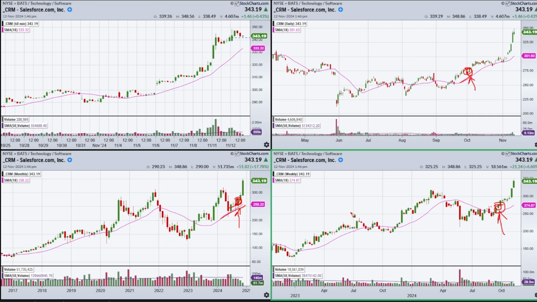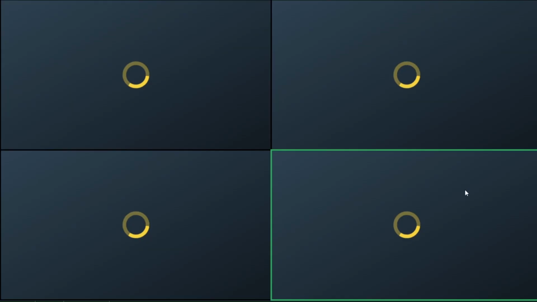We can look for this and then zero in on the stocks that have this kind of in place, where we had a strong trend on a higher time frame, and then the next time frame down, it wasn't a correction and it's turning back up. Let me just give you another example.